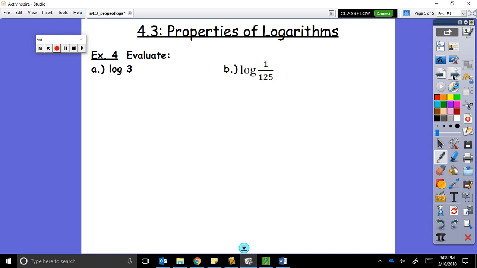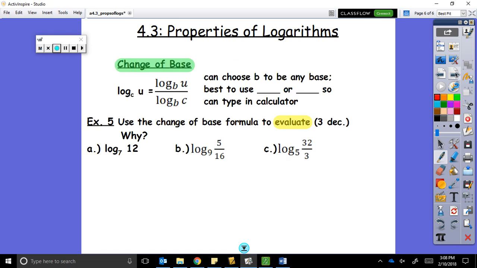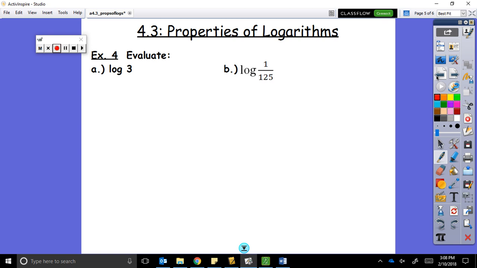Alright, now we're going to evaluate. We're going to work on our calculator a little bit. Okay, so pull that calculator out. And we've got to talk about how to type these in. Okay, these guys are easy. They are just the regular log button on your calculator. So you can literally type in on your calculator exactly how it's written. Now when you hit the log button, it's going to do a parentheses for you to put the number in. Okay, so go ahead and try log of 3.